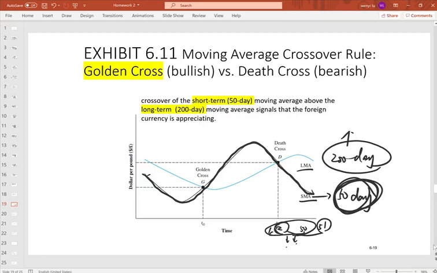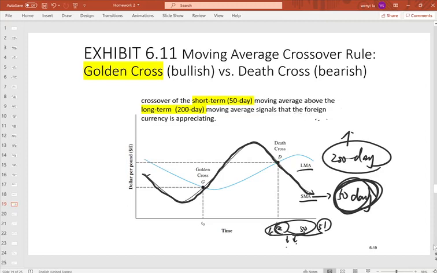So why is this one the long term? Because for the first 200 days, days 1, 2, 3, 4 until 200, you calculate an average, which will be the first dot. Then from the second day to the 201st day, you calculate another average, which will be the second dot. You continue to calculate the 200-day average for any 200 days continuously. Then you have this blue curve, which is the long-term moving average.